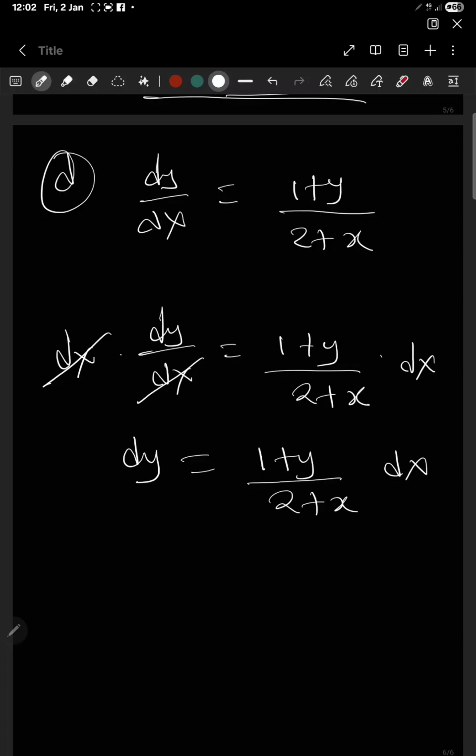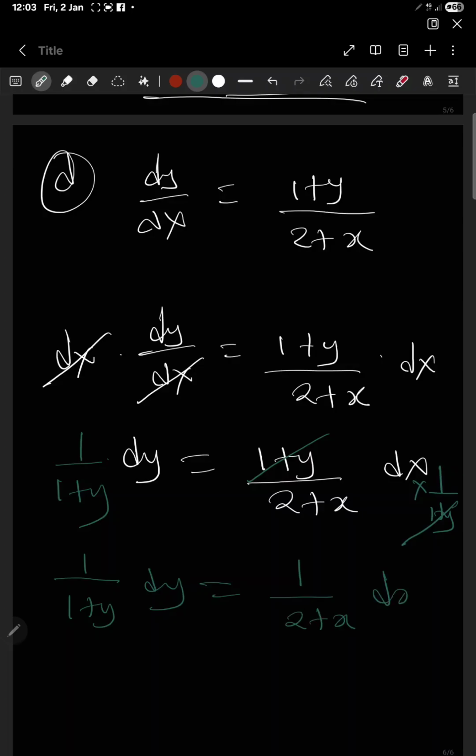So from there, what you're going to do is again to remove this part which is for y from the function of dx. How can we remove it? We are going to multiply this side of the equation by 1 over 1 plus y, this side also by 1 over 1 plus y, so that this 1 plus y and 1 plus y will go. You remain with 1 over 1 plus y dy is equal to, on top there you have a 1 remaining, over 2 plus x, and then dx.